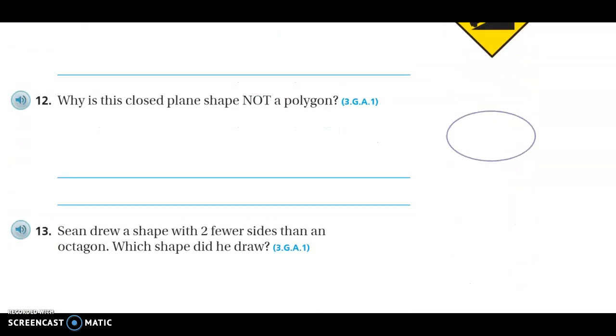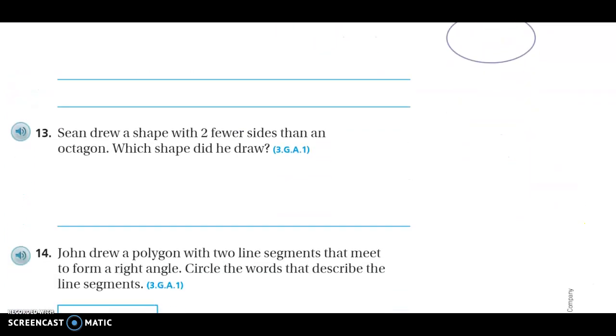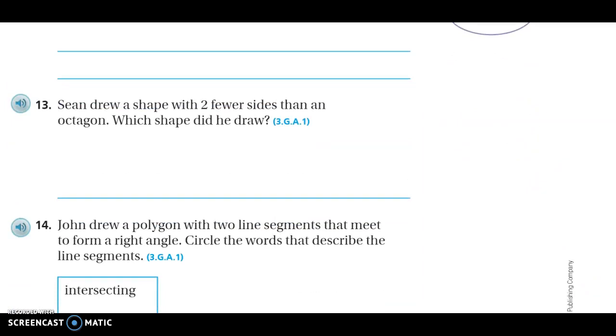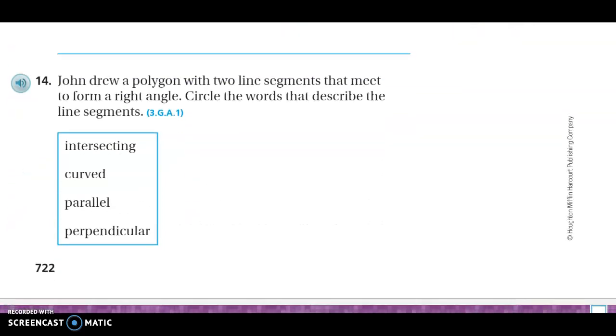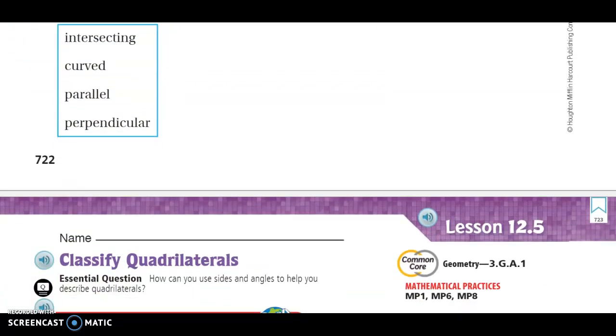Number 12. Why is this closed plane shape not a polygon? Number 13. Sean drew a shape with 2 fewer sides than an octagon. Which shape did he draw? 14. John drew a polygon with 2 line segments that meet to form a right angle. Circle all the words to describe the line segments.